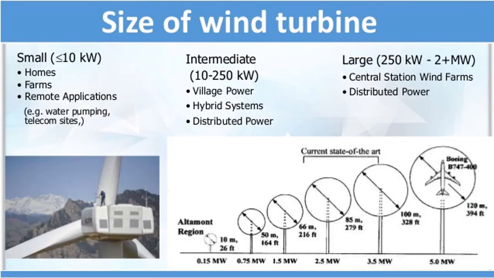Size of wind turbine: small size less than 10 kW, intermediate 10 to 250 kW, and large 250 kW to 2 MW. Small is used for homes, farms, and remote applications. Intermediate is used for villages, hybrid systems, and distributed power, and large is for central station wind farms and distributed power.